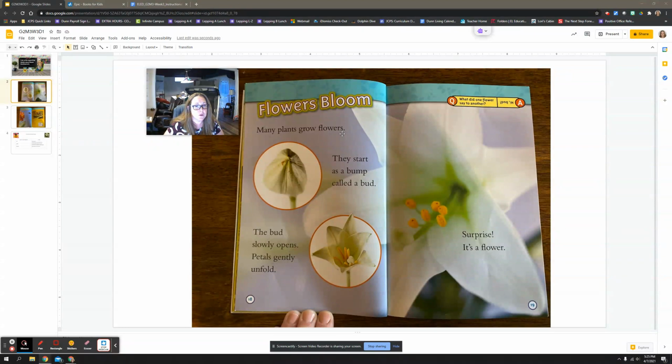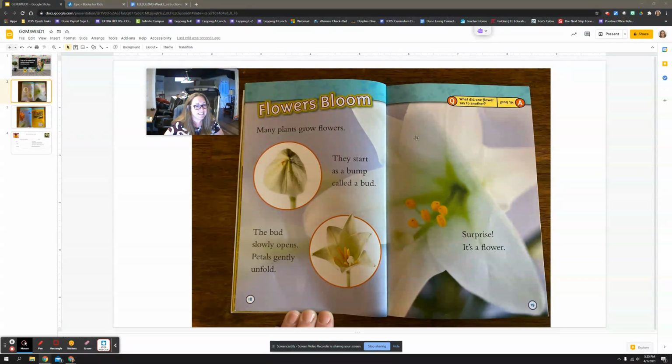Many plants grow flowers. This is under the flowers bloom section. They start as a bump called a bud. Okay, this is kind of what actually happened before the seeds came. The bud slowly opens and petals gently unfold. Surprise! It's a flower.